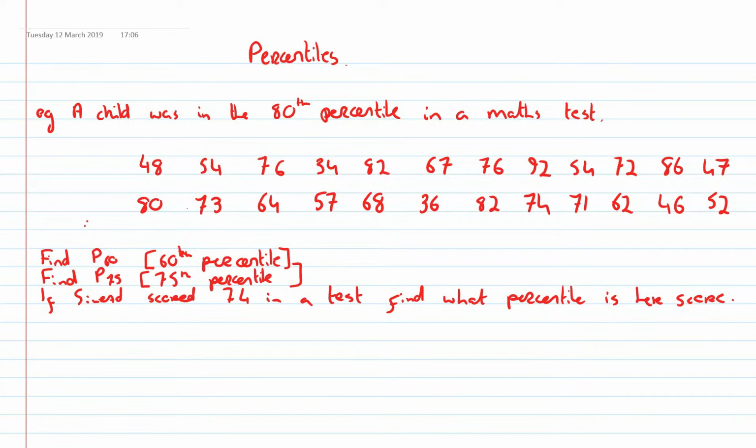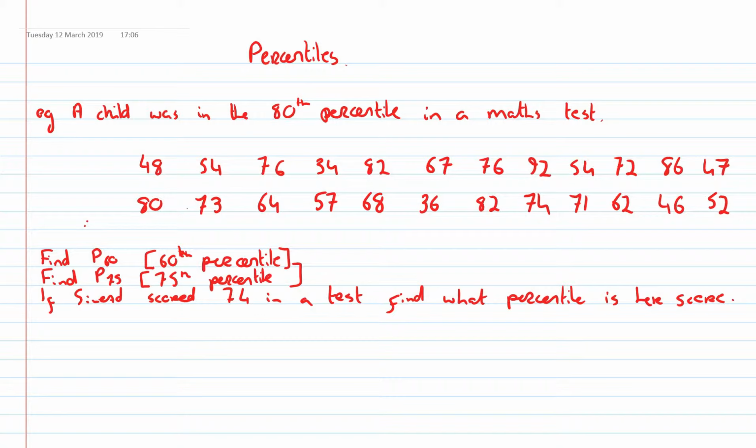In this video we're going to look at percentiles. You might remember when you were younger, in primary school, you might have done a test and got a result back and it might have said you were in the 70th percentile. Let's say it was a maths test. Well, if you were in the 70th percentile, that means you did better than 70% of everyone else who did the test. Likewise, in this example, a child was in the 80th percentile in a maths test.